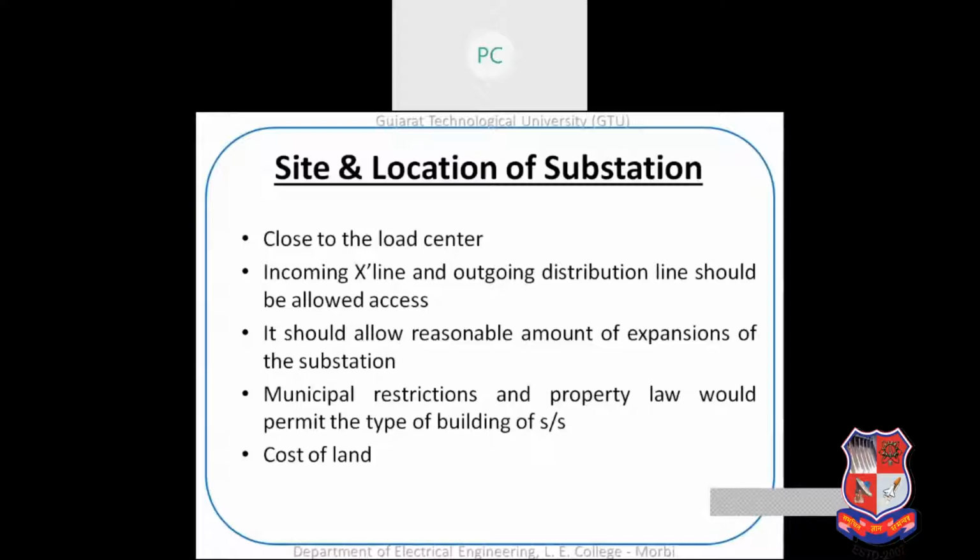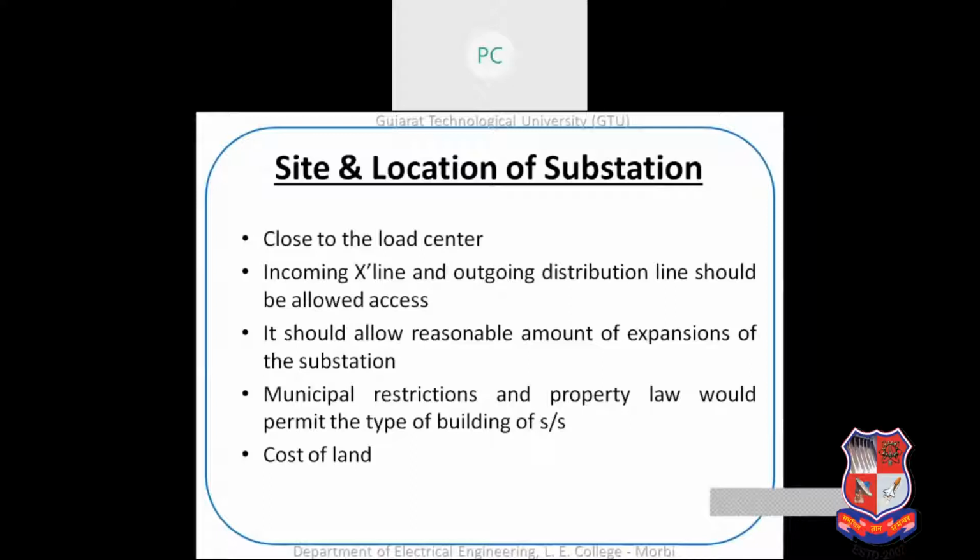Next, what is another requirement for the substation? The incoming transmission line and outgoing distribution line should be allowed access. It means that when you are installing a substation, you should have sufficient space to access the entire assembly of the apparatus that you are placing inside the substation. So the incoming line, coming from, let's say, transmission and going to the distribution, you can easily access the lines as well as the apparatus.